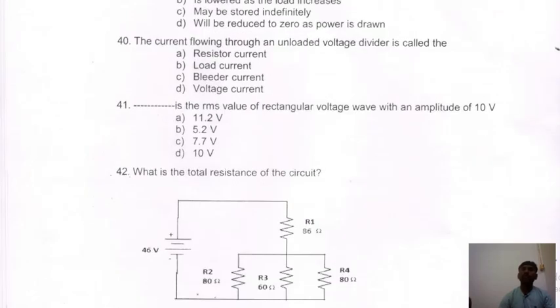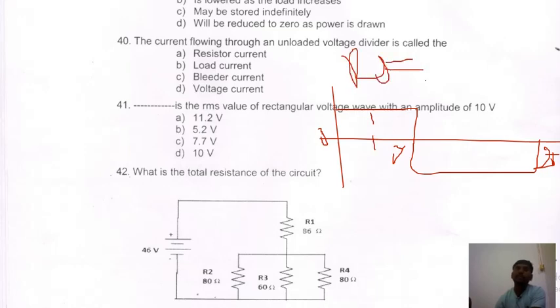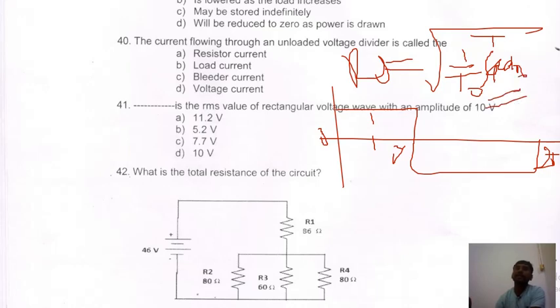The RMS value of a rectangular voltage, with an amplitude of 10 volts. So my dear friend, if you see a rectangular voltage, it has 0, pi and 2 pi. In rectangular, if you take the RMS formula, as you know, it is root under 1 by T, where T is the time period, integration from 0 to T of the function x dx, then you will get the RMS value of any function.